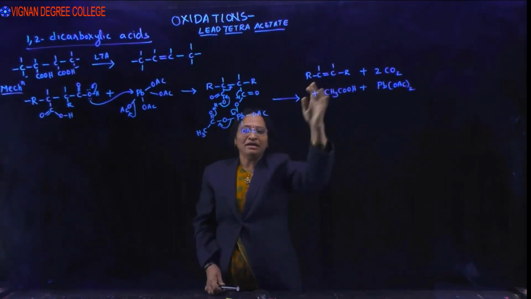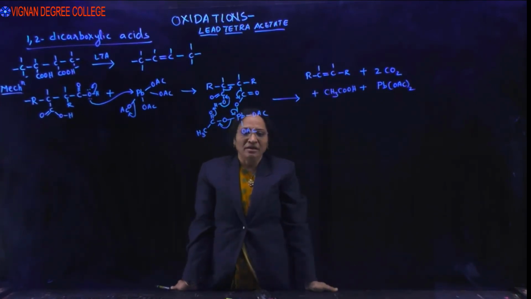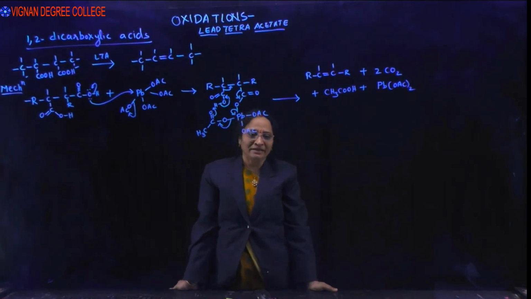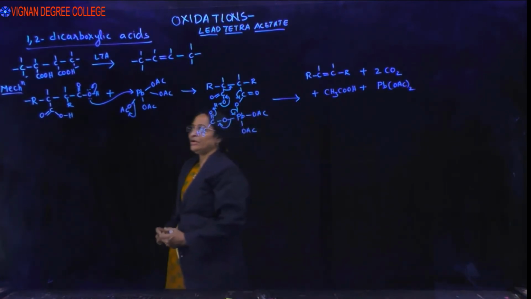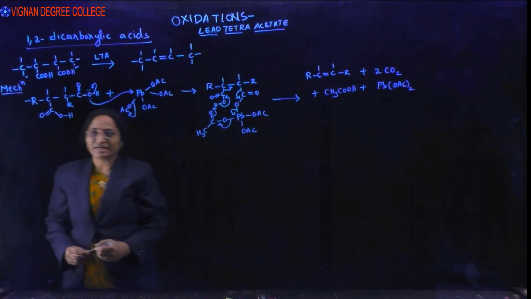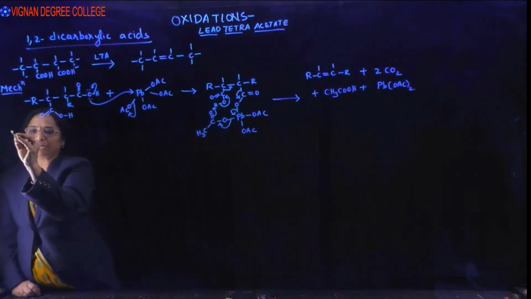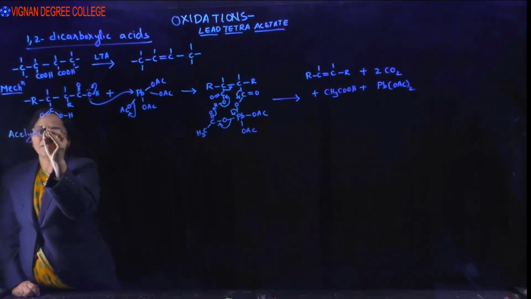Even a tri or a tetra or a mono substituted 1,2-dicarboxylic acid can also undergo a similar type of reaction to give the complete decarboxylation to form an olefine as the product by using lead tetraacetate. Another important application of lead tetraacetate is acetylation of olefinic double bonds.